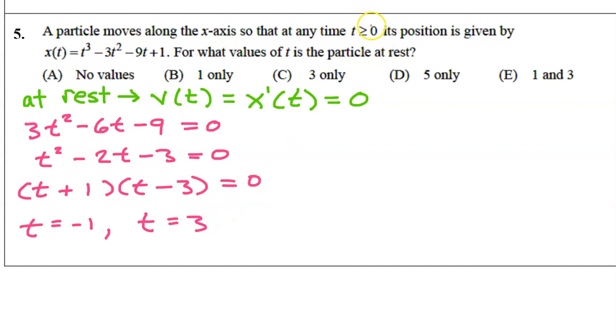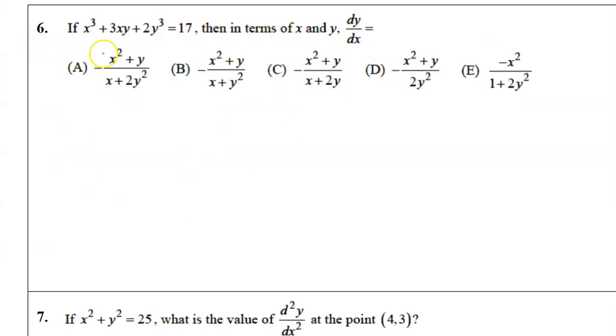They did say that we are supposed to use only times that are greater than or equal to 0. So we will disregard t equals negative 1. So that leaves t equals 3. So the answer is C. Number 6, given this equation, find dy dx in terms of x and y.